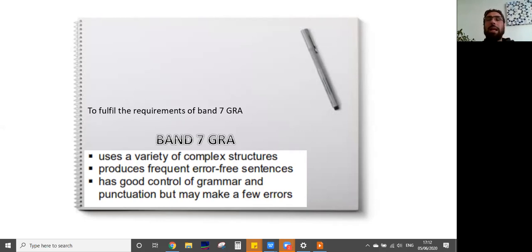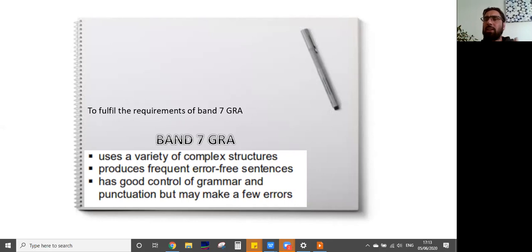Okay, so you don't have to do anything very advanced that you're not sure of. If there's anything that you're not 100% sure of, it's better that you avoid it, because having a high accuracy in grammatical range and accuracy is very, very important for Band 7 GRA. So here we have produces frequent error-free sentences. If you're going to start using things that you're not sure of and making mistakes, it won't be possible for you to get a Band 7. So the most important thing is make sure that you have a defining relative clause and a non-defining relative clause in there.